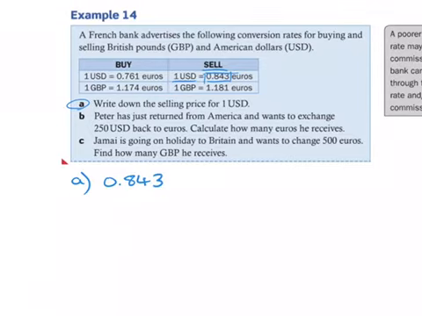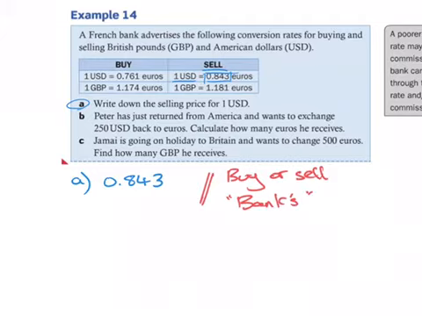Now, the second part of the question, what we need to do is identify whether we're using that 0.843 or whether we're using the 0.761. So let's just have a read. Peter has just returned from America and wants to exchange 250 US dollars back to euros. Calculate how many euros he receives. Now, my tip for how to approach this is to always think about the perspective of the bank. So buy or sell, this is the bank's perspective.